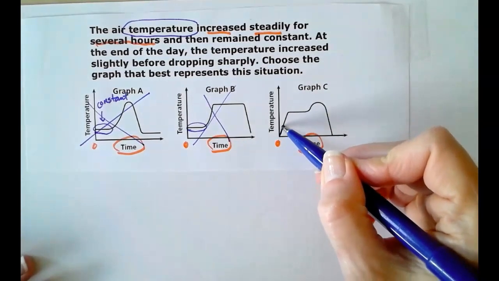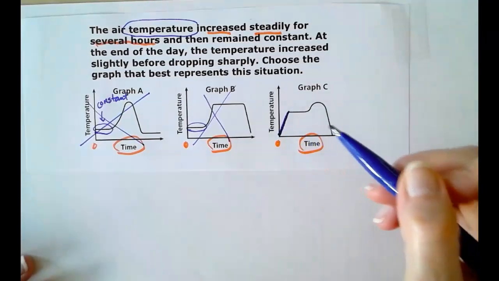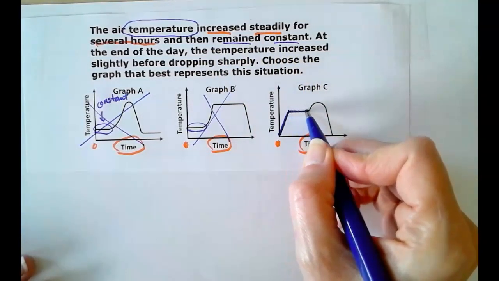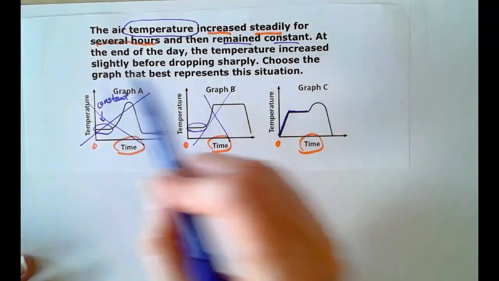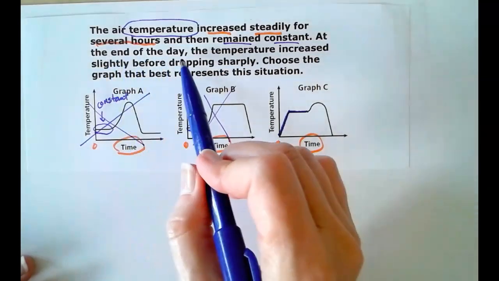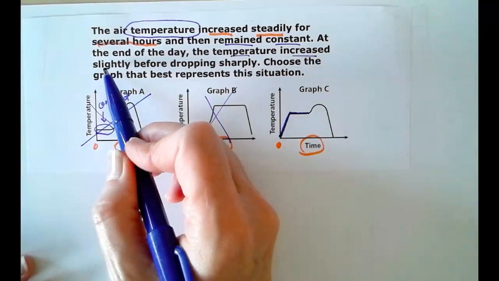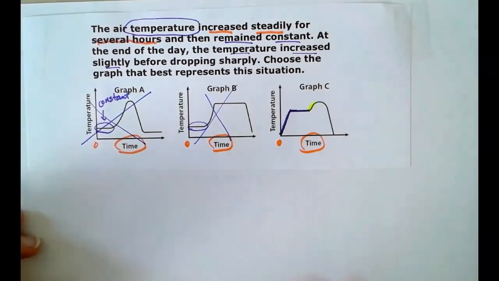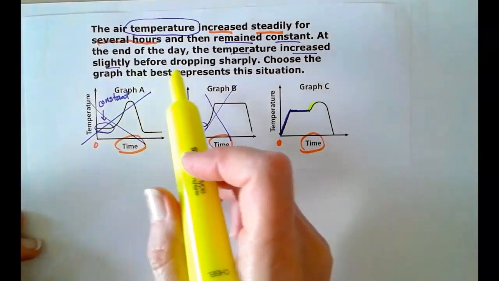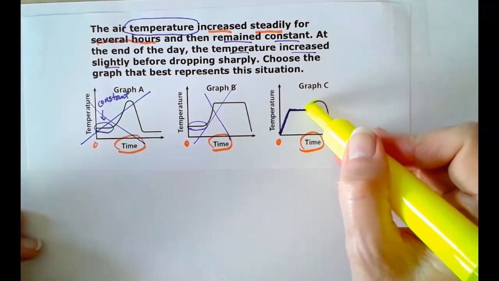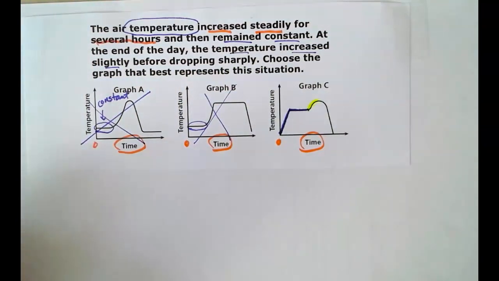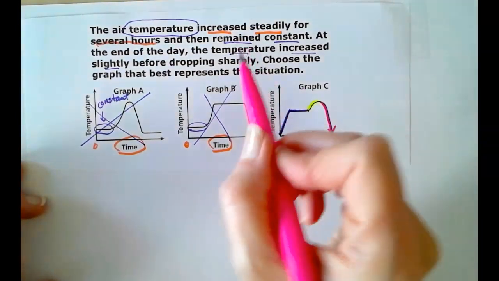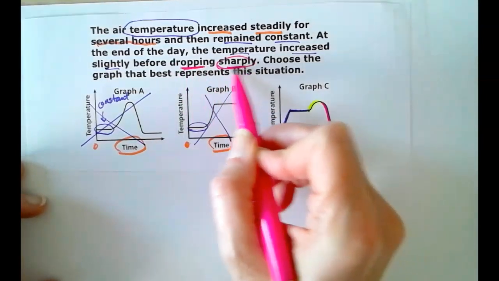Let's finish it off. The temperature increased steadily for the first several hours and then it remained constant. So then the temperature leveled off. Then what happened? At the end of the day, the temperature increased slightly. So next, we have a slight increase before dropping sharply. So a slight increase, and then at the end of the day, the temperature fell. Fell how? Sharply. Dropped sharply.